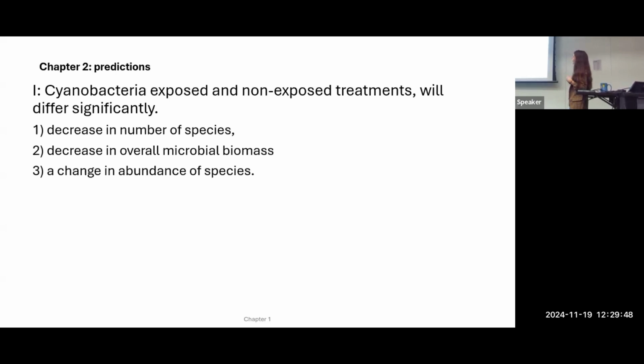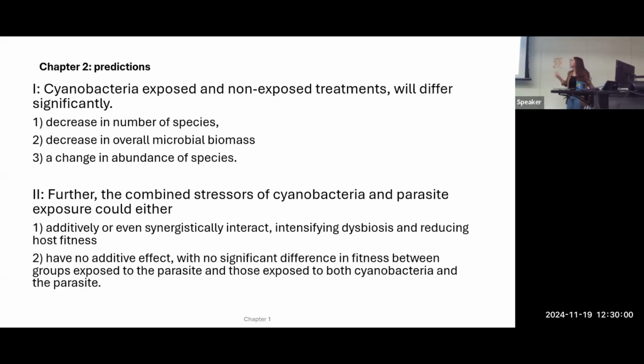And so I should see this in the microbiome, and I'll do this using qPCR to get a quantification, and then a change in abundances of species throughout. And more so, I expect the cyanobacteria inoculum to have these huge effects, right? Further, when we combine these two stressors at once, they could interact in different ways, intensifying dysbiosis. So in groups that have been exposed to both cyanobacteria and the parasites, I expect to see this super dramatic decrease in host fitness, or perhaps there will be no interaction between those two whatsoever, no additive effect, and they both occur independent from one another and not mediated by the microbiome.